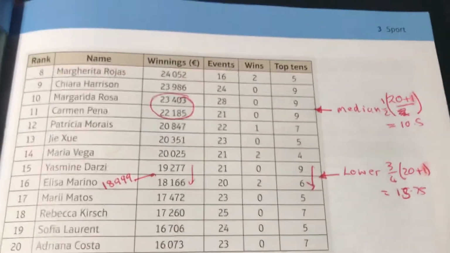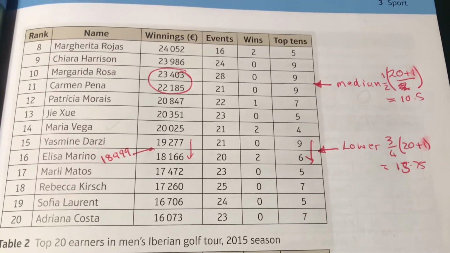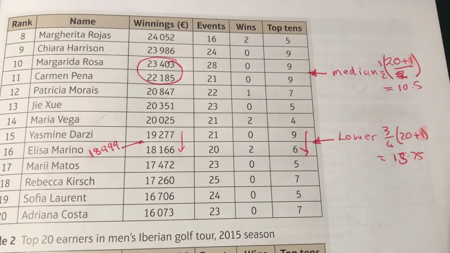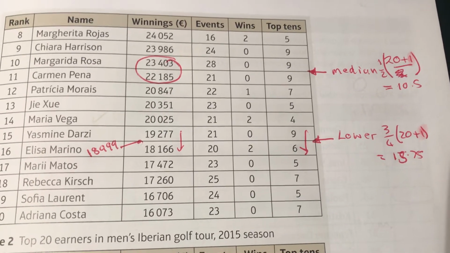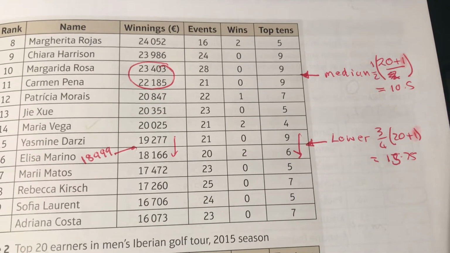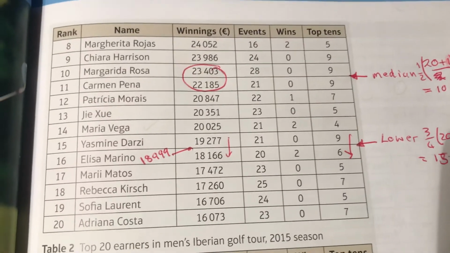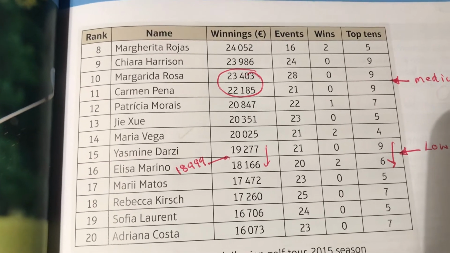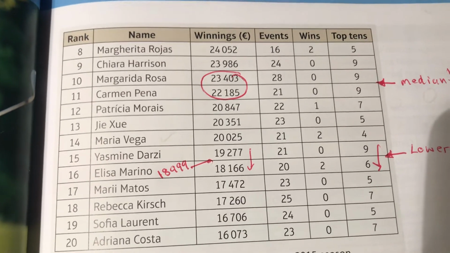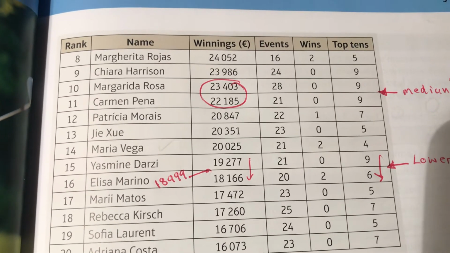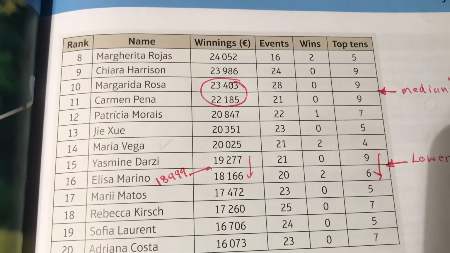So how do I find the median? Well, if you look at the calculation I've done here, because there are 20 values, I add in my ghost value. 20 plus 1 is 21, and a half of 21 is 10.5. Because there's an even number, I'm looking at what's halfway between the 10th and the 11th, so between Margarita and Carmen. So you've got to find the value between 23,403 and 22,185.